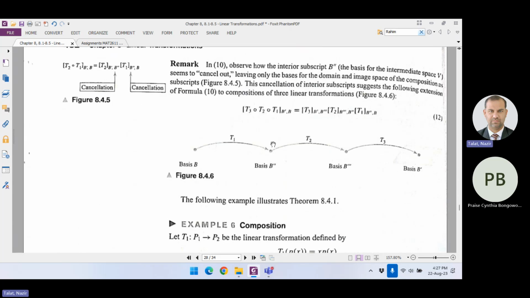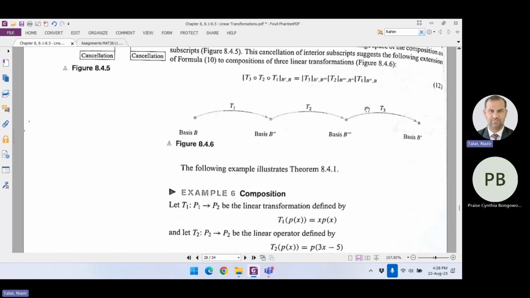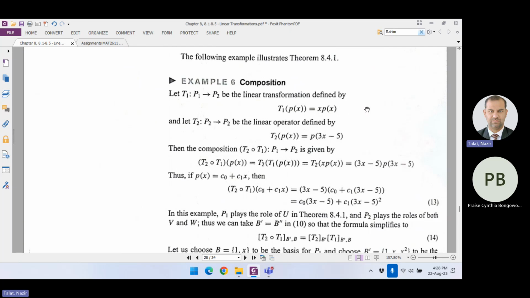Moreover, if we have a composition like T3, T2, T1, then it is again the same relation for its basis. This is just like the extension of this one. And there is an example regarding that, which says that if T1 is a mapping from P1 to P2, which is a linear transformation defined by T1 of P(x) equal to x P(x), and T2 is again a linear operator.